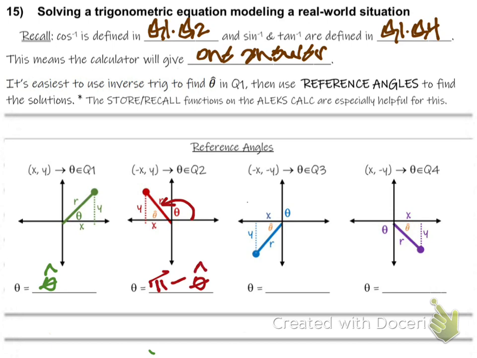In quadrant 3, remember theta goes all the way around. In quadrant 3, theta is pi plus theta hat. And then in quadrant 4, again, we're going all the way around. That whole angle is theta. In quadrant 4, we're at 2 pi minus theta hat. So we will use our inverse trig to find our theta hat in the first quadrant, and then use these rules to find the rest.